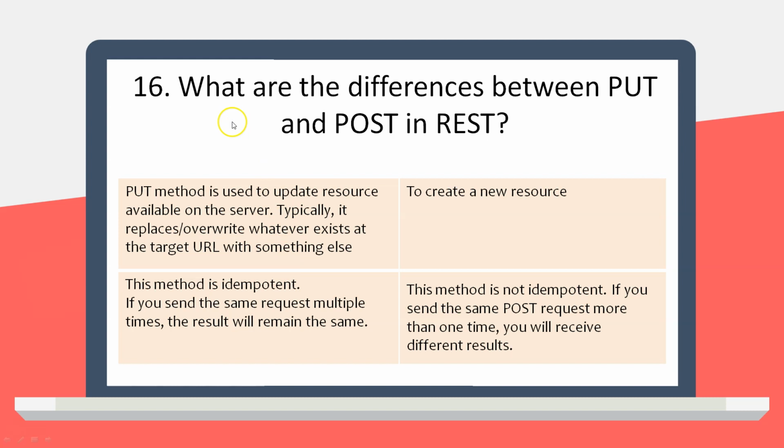Alright guys, so the question is, what are the differences between put and post in REST? By now you know that post is to create a new resource and put is to update an existing resource. So put basically replaces the existing values with the new one. Next difference, put is idempotent. What does it mean? It means if you perform a put operation multiple times, the result will remain the same. But this is not the case with post.